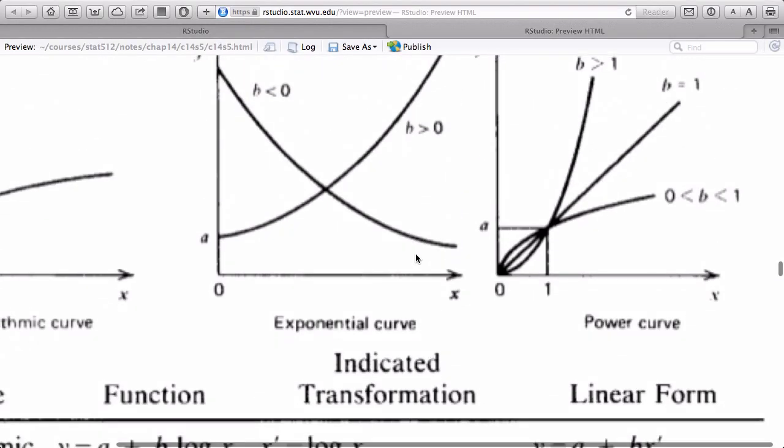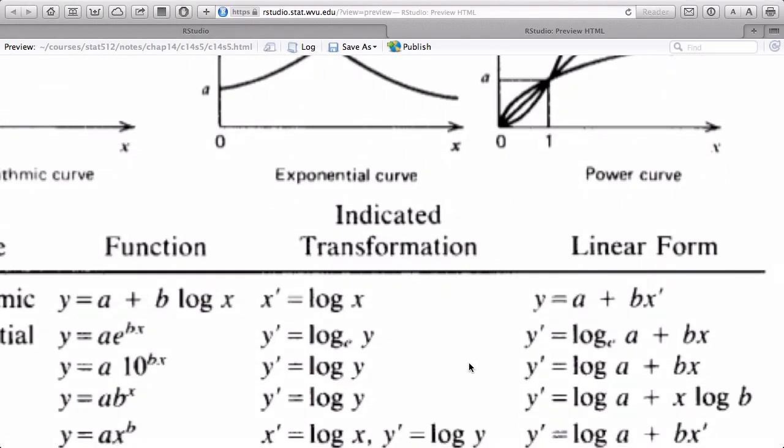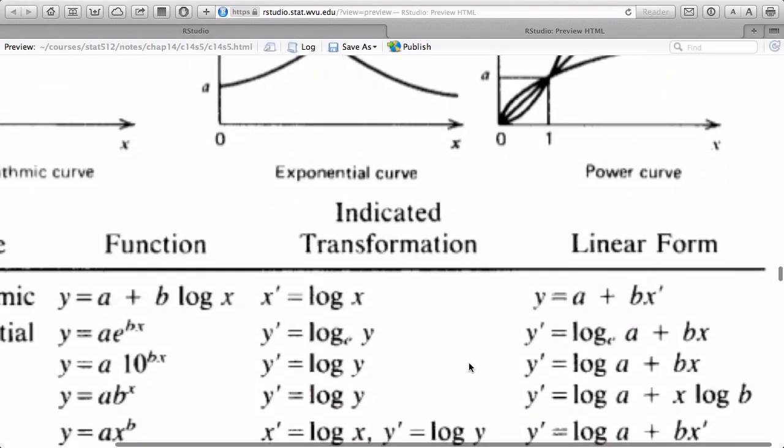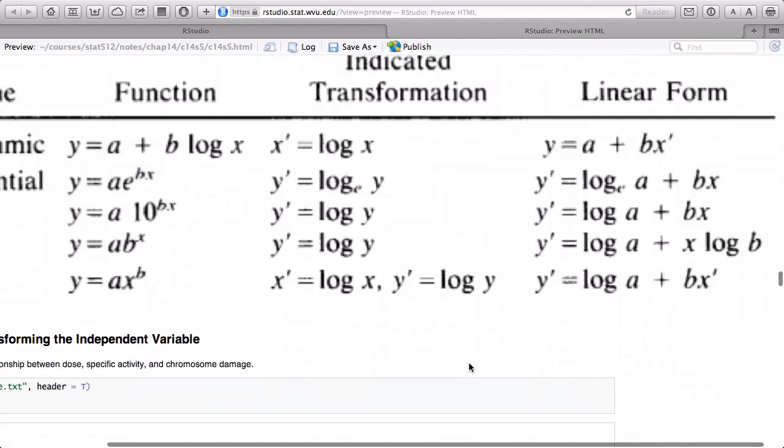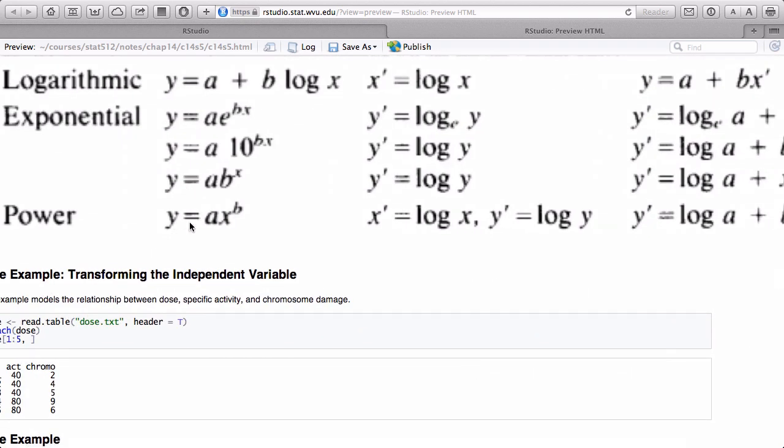The final form is a power function. Suppose I have a model y is equal a x to the b. Now that's different than the one above it, which is a b to the x. So I have y equals x to the b, so x has a power b.